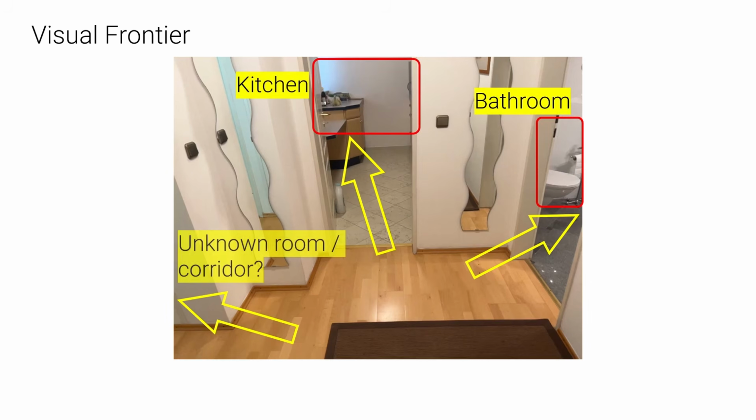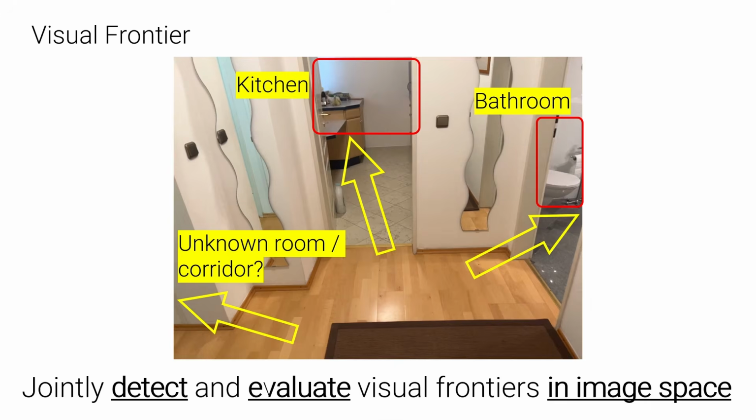Beyond detecting visual frontiers, we can also semantically reason about them. With the image context, a pre-trained VLM is good at estimating what kind of region each frontier may lead to. This gives us the key idea. We detect and evaluate visual frontiers directly in image space.